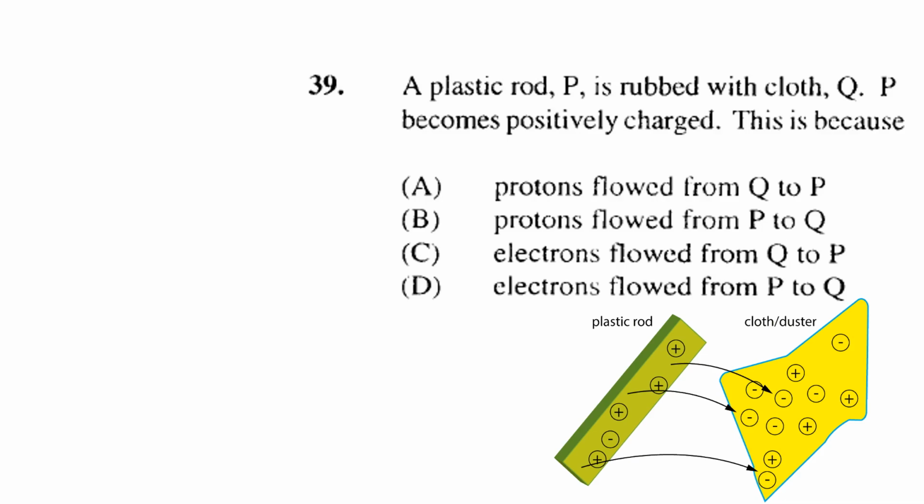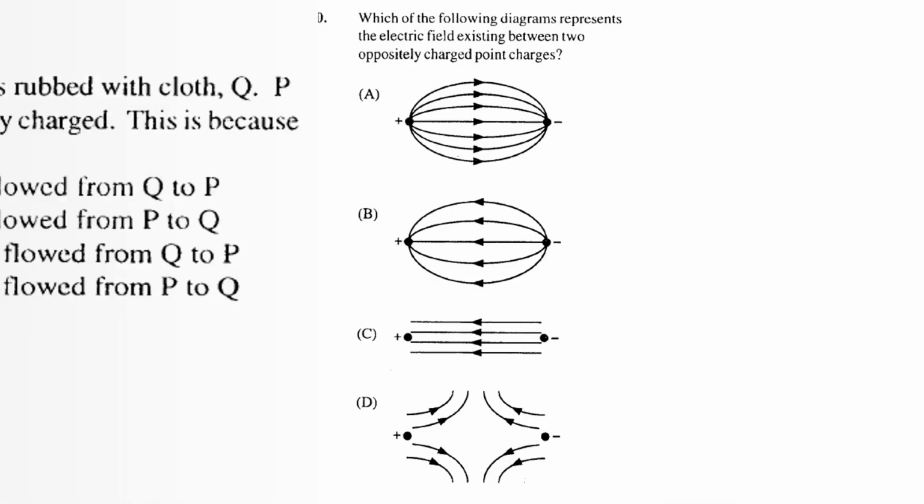Well, let's see. Here, you should automatically eliminate options A and B because protons stay in the nucleus. Those don't flow from one object to another when the objects are rubbed. Only the electrons flow. So it's either C or D. But which way do they flow? Well, we're told that the plastic rod P is rubbed with cloth Q, and then P becomes positively charged. So if P becomes positively charged, that means that it lost some electrons. So the electrons flowed from P towards Q. The answer is D.